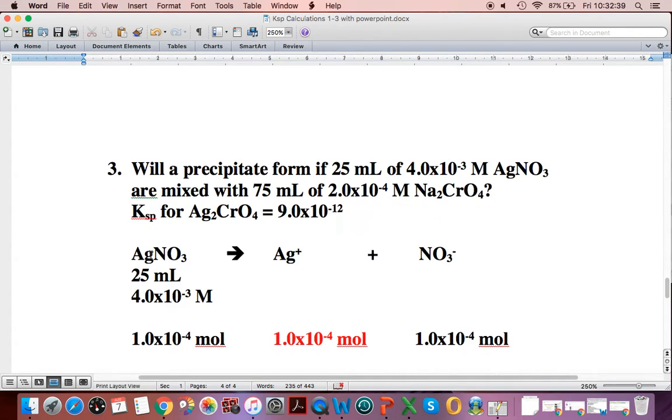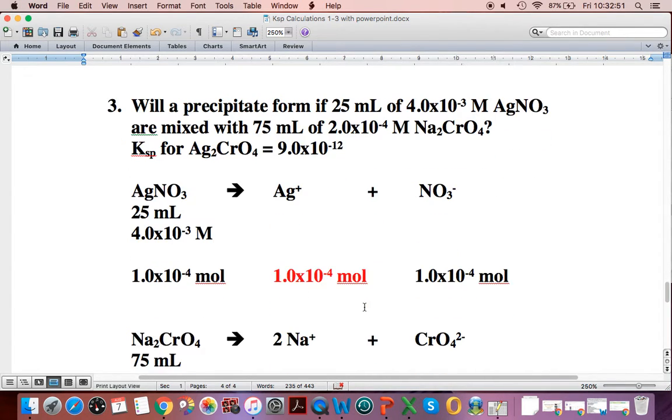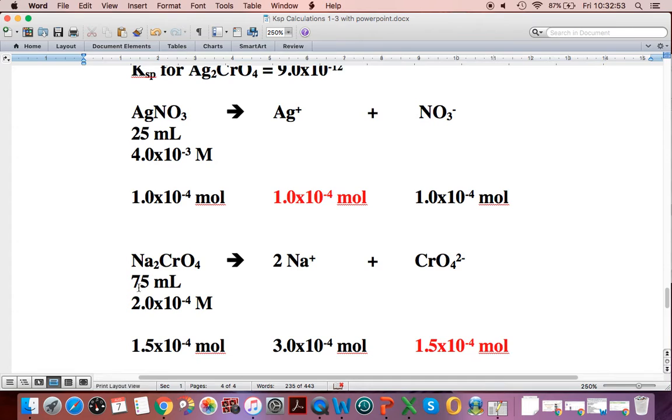So there we go. We dissociate this. We have our volume and concentration. Remember, that's in liters, so we get this tiny number of moles. This is in red because this is what we care about, the silver moles. We do the same thing for the sodium chromate. Boom, boom, bim, bam, bomb. And we have a 1-to-1 deal. So we have 1.5 times 10 minus 4.